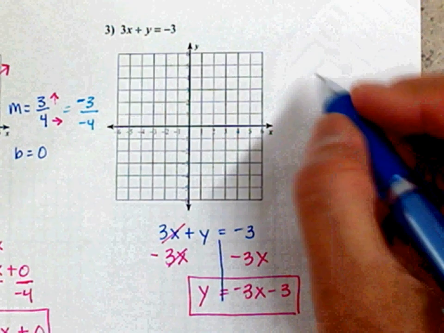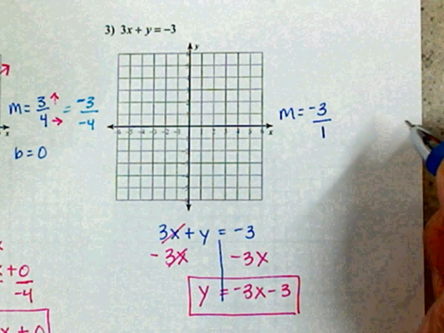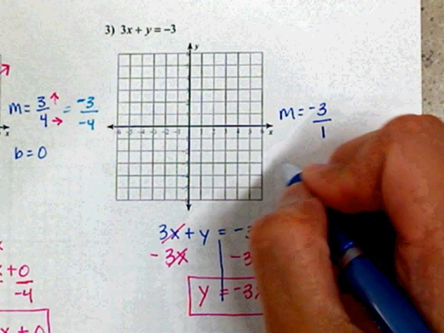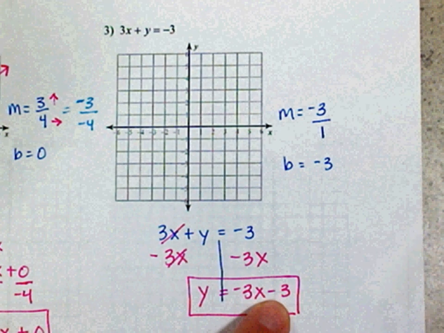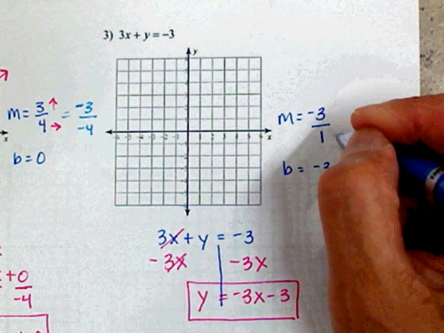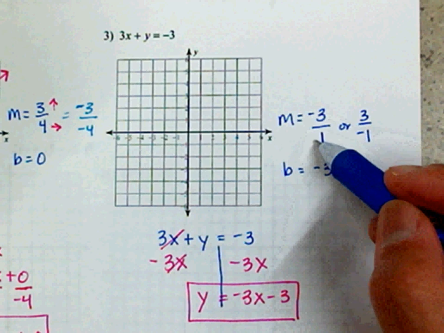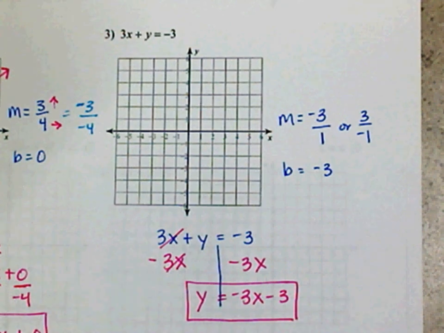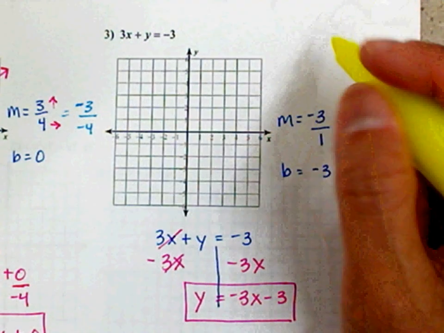So your slope is -3. I like to put a 1 under there, so that way I don't forget to move to the left or the right. And my b is -3, okay? Now remember, this is the same as 3 over -1. Negative divided by positive, positive divided by negative are both negative. So you can go either one. All right, so I'm going to use this one to graph. I like this one, so I don't have to do a lot of thinking.